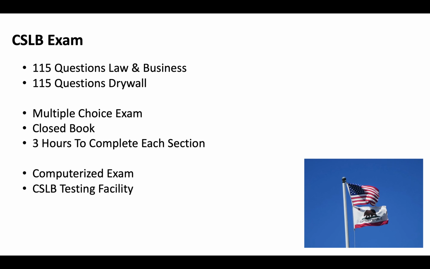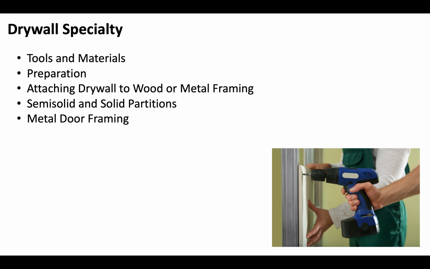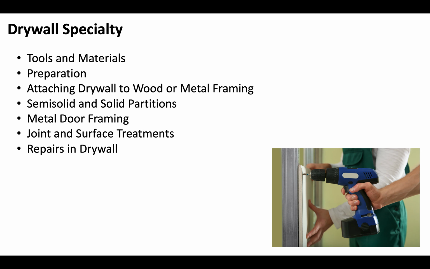Now, the drywall specialty portion of your exam, it's really important to remember that in California, you've got to be a journeyman to be able to even take the exam. So you're going to need to be prepared to answer a lot of different questions about your trade, including tools and materials, preparation, attaching drywall to wood or metal framing. You'll want to know about semi-solid and solid partitions, metal door framing, joint and surface treatments, different repairs in drywall, fire resistance, sound control. And then you'll want to be familiar with a different array of drywall related terms. It's going to be really important that you know all of that.